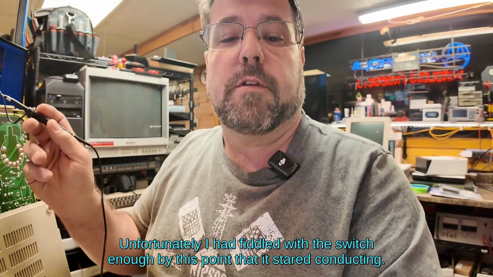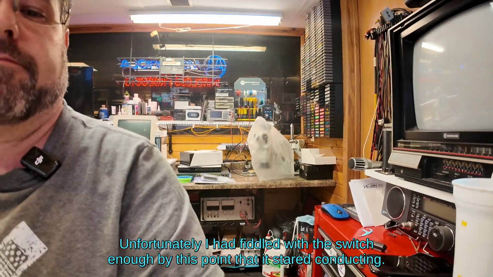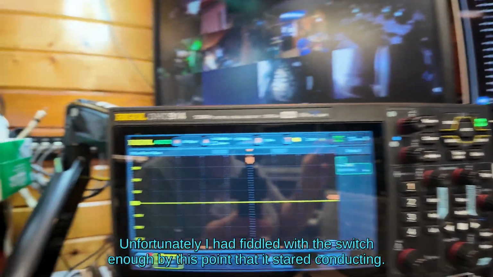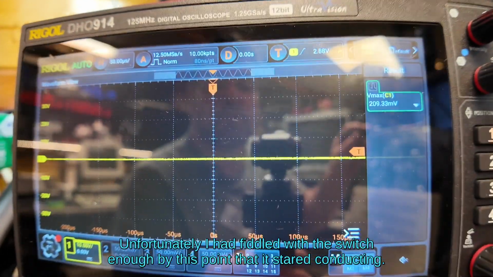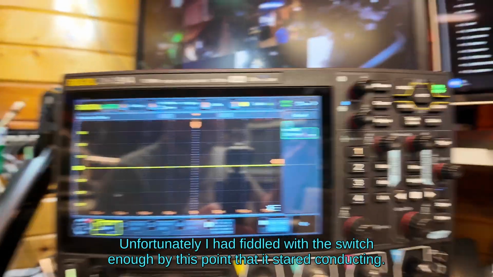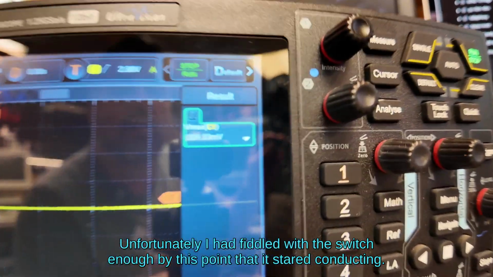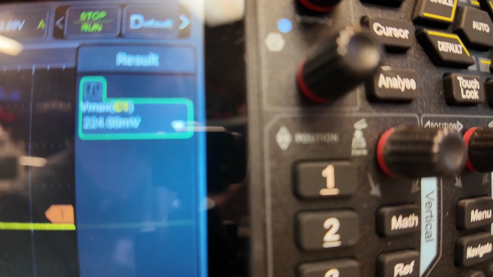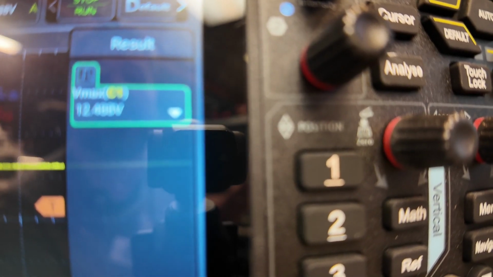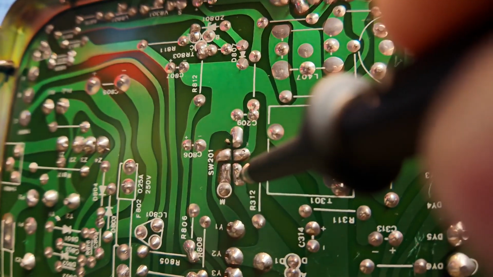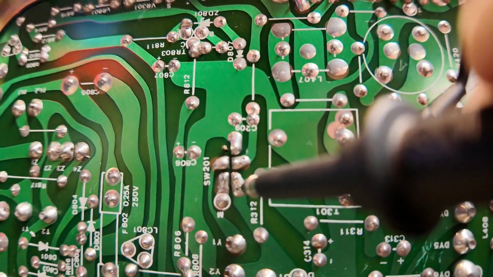here, and I'm going to give you to the oscilloscope. Nope, I want to go the other way. You'll see, if I measure the input to the switch, see, we have 12 volts. All right, I'm looking at the input to the switch.